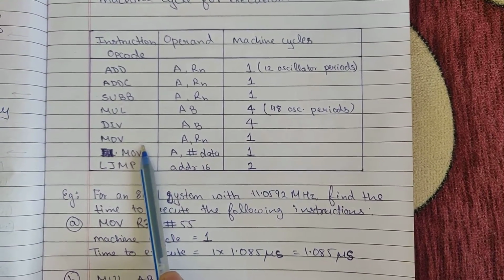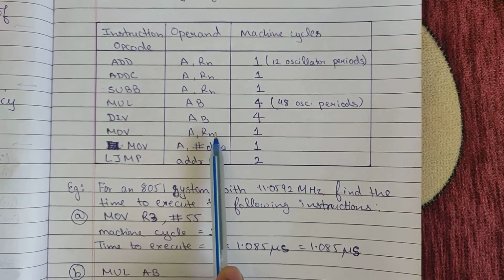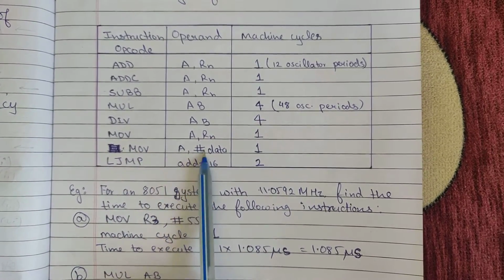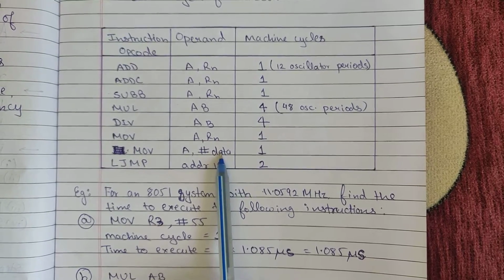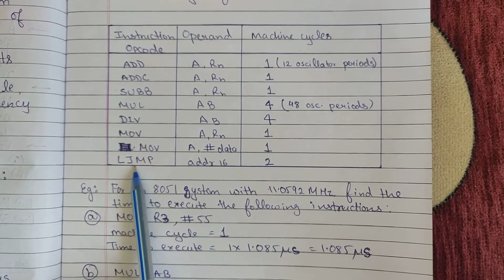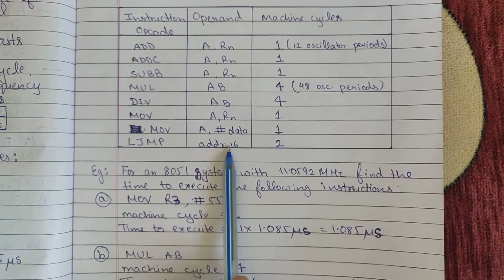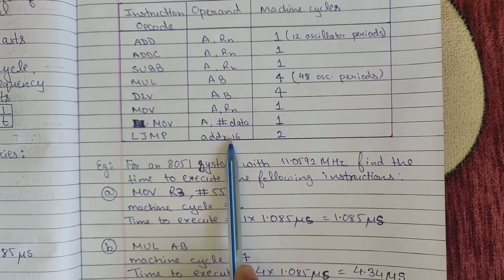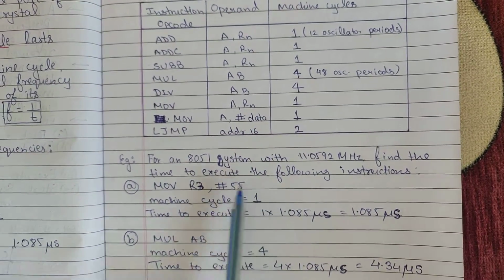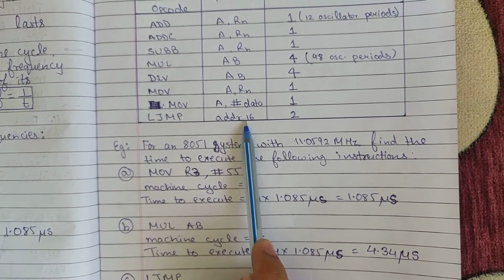Then we have MOV, that is nothing but move. What we are moving here is the register to the accumulator, and that is 1 machine cycle. We have MOV A comma hash data, that means we are moving the immediate data to the accumulator, again that is 1 machine cycle. And this is LJMP, that is long jump. We have a 16-bit address, and that is equal to 12 machine cycles. This 16-bit address is basically the 16-bit destination address where we have to jump.